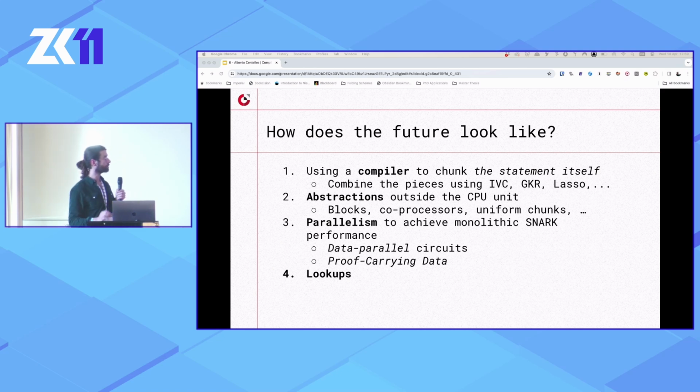It seems that we want to also experiment with abstractions outside the CPU unit. I didn't talk about Nexus, but Nexus also talks about coprocessors. But we have seen here how blocks can come into the picture, how uniform chunks can also be used instead of instruction sets. And we want to leverage parallelism to achieve monolithic SNARK performance. This is something that Mangrove claims they do, which is very interesting. And for that, we want to identify what are the data parallel circuits, and we want to apply proof-carrying data. And the last one that Jolt pioneers is the use of lookups.